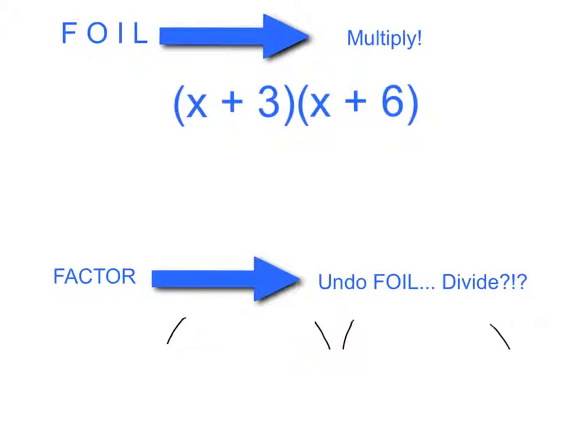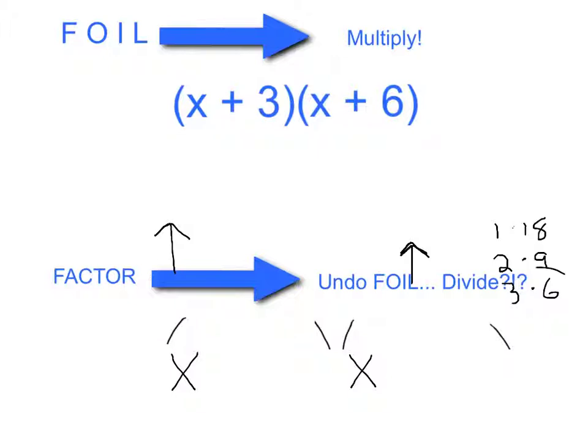Our final answer will always be a set of two binomials like this, and we just have to think, how did we get x squared? Well, we did that when we multiplied our first terms together, x times x. And then how did we get 18? What two numbers, when you multiply them together, give you 18? Well, let's see: 1 times 18, 2 times 9, 3 times 6. These are all possibilities that multiply to 18. But which one of those, when you add them together, gives you the 9? It has to be plus 3 and plus 6, going backwards.